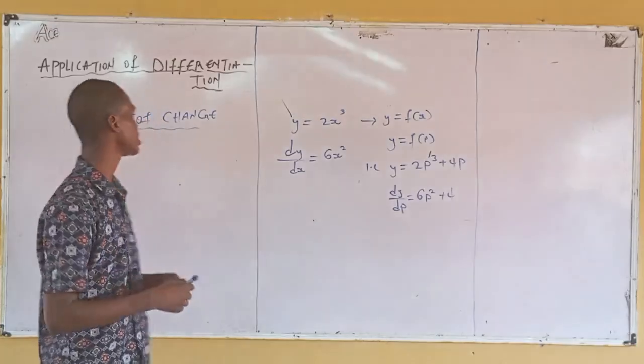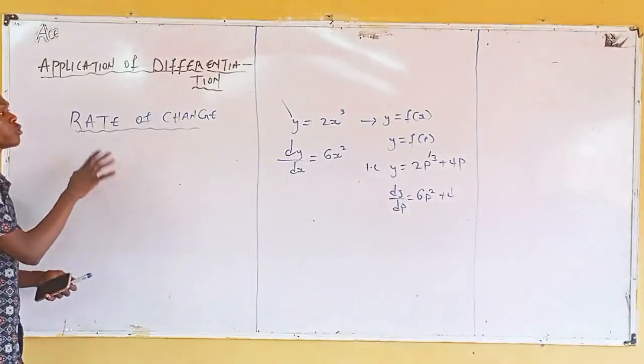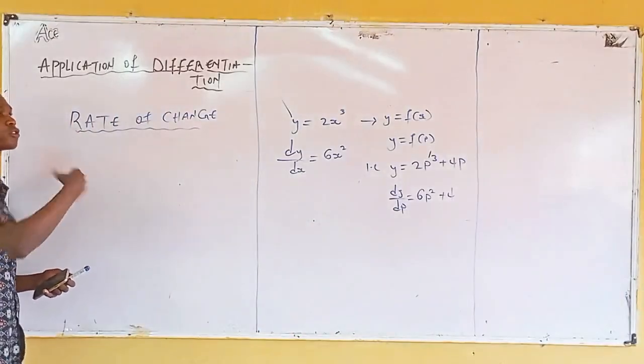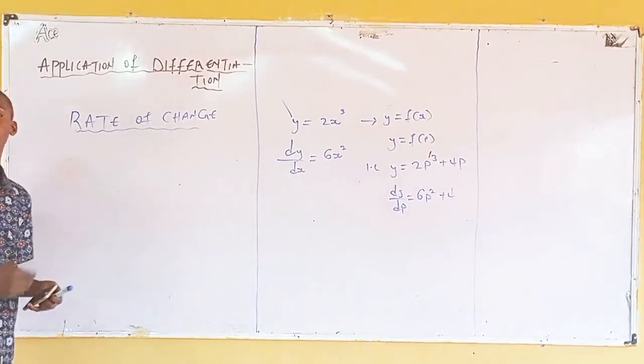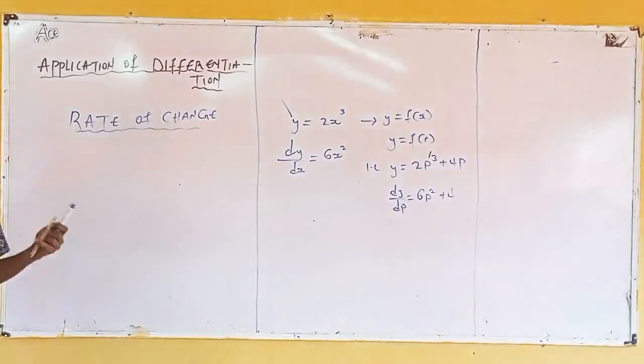But now let's consider this. Let's talk about partial differentiation. Since I said you'll be given a question under rate of change, how do you work it out? The idea is simple, and you are using what we call partial differentiation. Now, let's see what partial differentiation means.